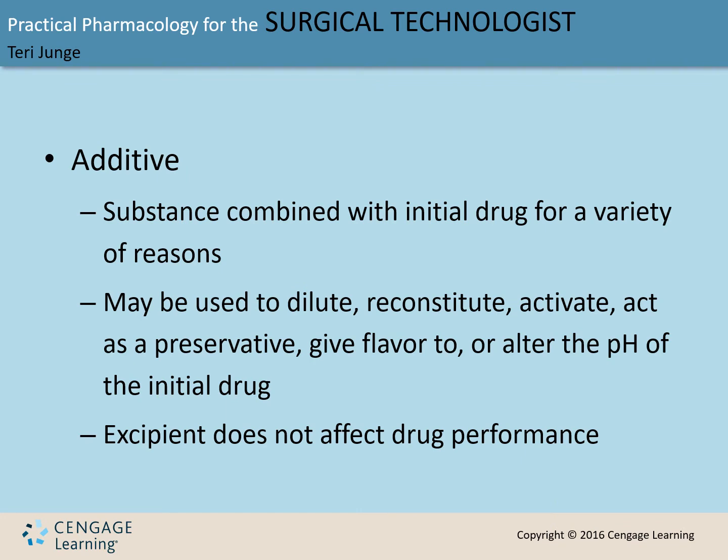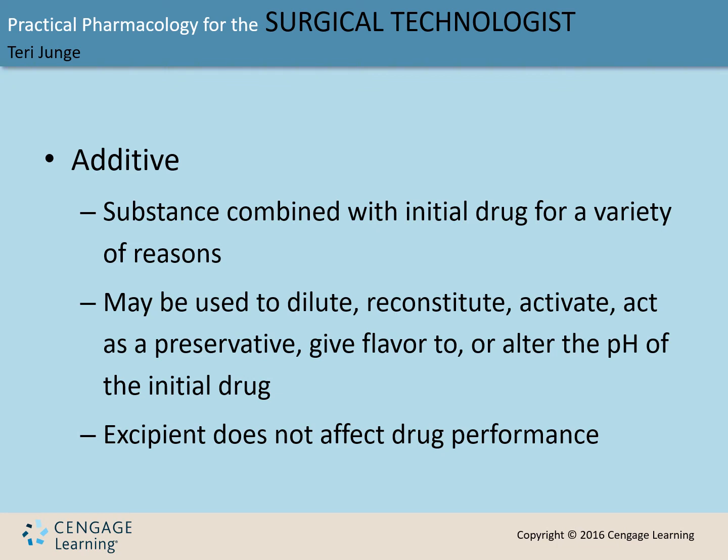So additives are substances that are combined with an initial drug for a variety of reasons. Additives can be a variety of different substances that can be used to dilute a drug, reconstitute it, activate it, preserve it, give it flavor, or alter the pH of the initial drug. There is a term that the text uses called excipient. An excipient is used to describe an additive that doesn't affect the performance of the drug whatsoever.